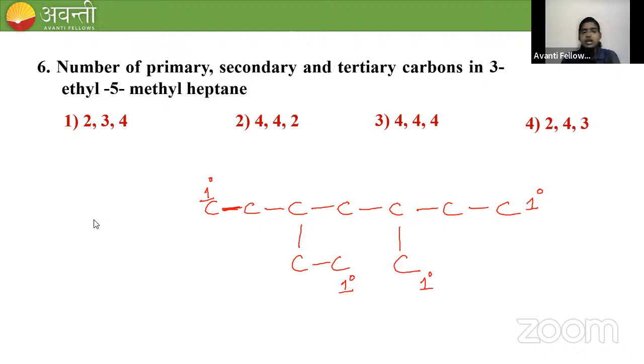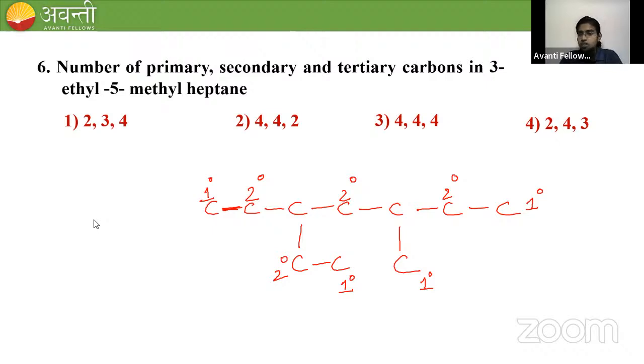Secondary carbon means a carbon should be attached with 2 carbons. So you can see that this carbon is attached with 2 carbons. It is the same case with this carbon, which is also secondary, and this is also a secondary carbon. So we have 4 secondary carbons in the structure.